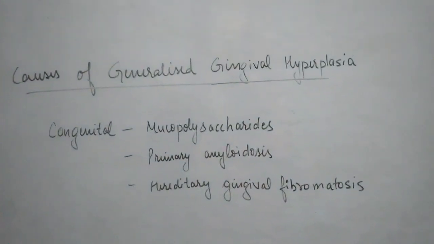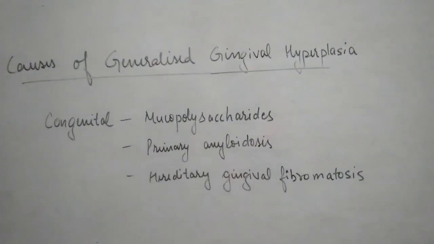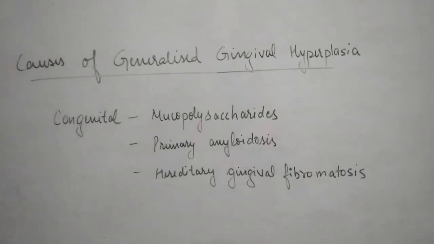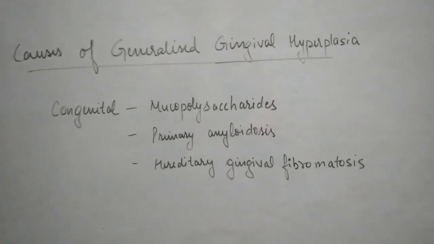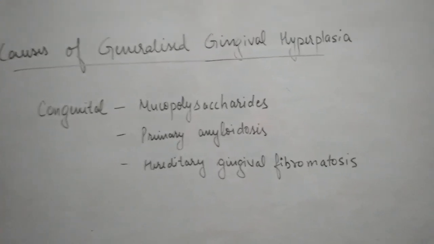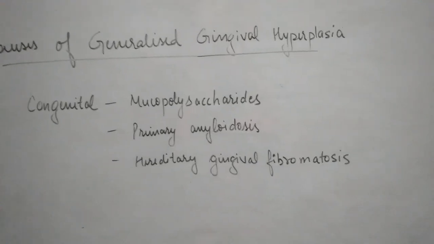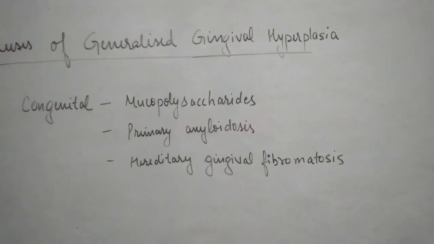Now the causes that we have discussed right now are the acquired causes of generalized gingival hyperplasia. Now I'm going to discuss the congenital type. In the congenital type, we have three: mucopolysaccharidoses, primary amyloidosis, and hereditary gingival fibromatosis.